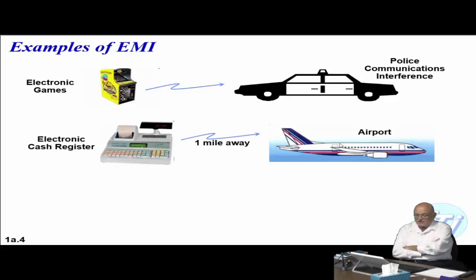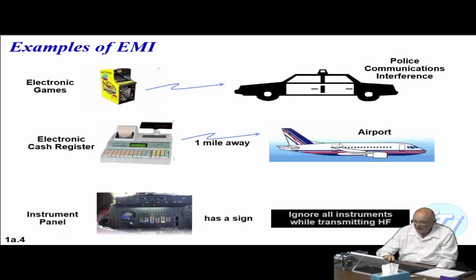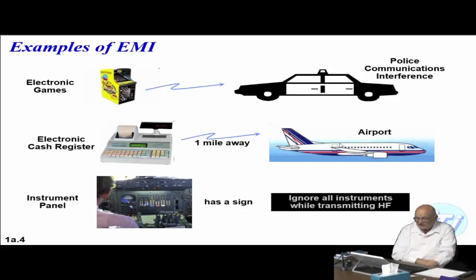Now, another case here, there have been cash registers a mile away from the airport, and depending on what position it is, like for instance, it might be positioned where it's kind of just horizontal here, and then if someone shifts it at 90 degrees, then it could interfere. So you've got a lot of situations like that. And of course, this is an actual case where an instrument panel on an aircraft has a sign that says, "Ignore all instruments while transmitting high frequency." And this has happened in the past. Of course, today they're doing a much, much better job of shielding and making sure the circuits don't really take off.